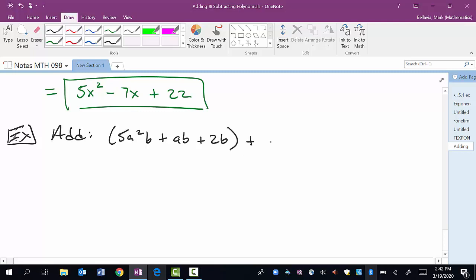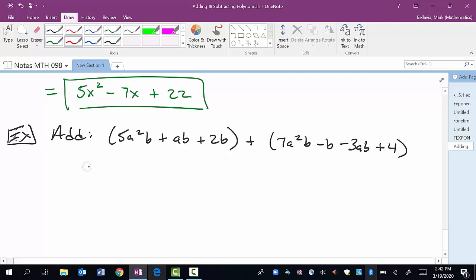Plus 7a squared b minus b minus 3ab plus 4. We want to add these together. If it didn't say add and it said perform an indicated operation, you know it's add because there's a plus sign in between them. That's telling you to add these.